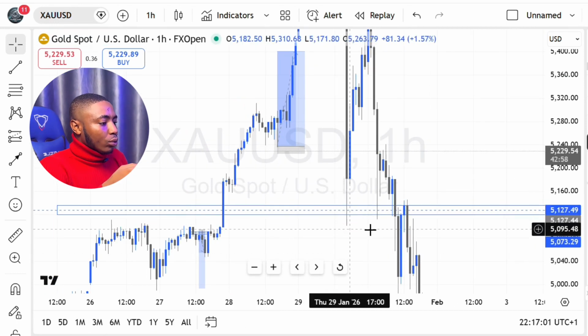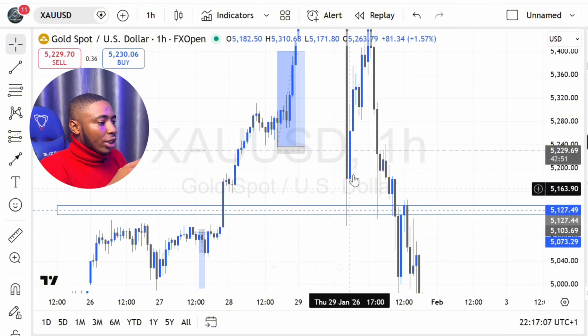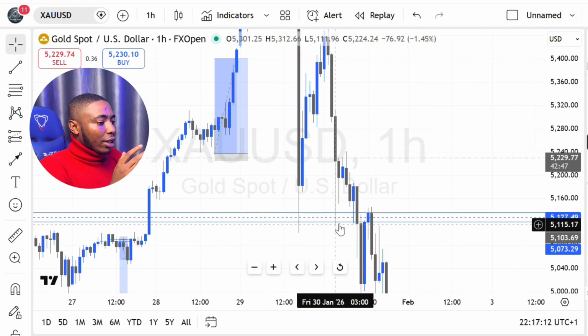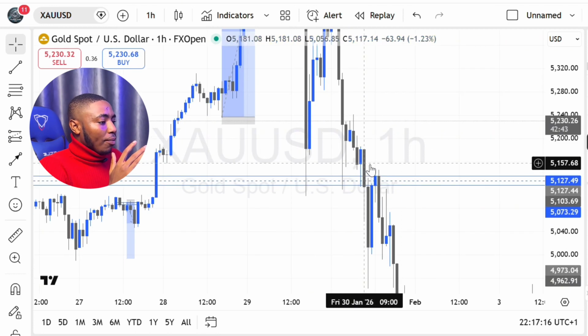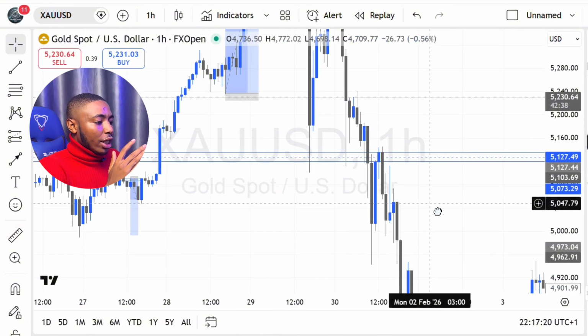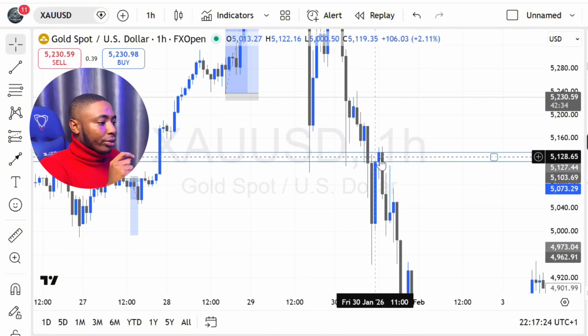This zone was where gold rejected some weeks ago. On the 29th of January, you can see gold reaching this zone, it rejected to continue buying to the upside, and again it came back, rejected again to continue buying to the upside, and then now it finally broke. It still rejected a bit before it broke to the downside to sell, and then coming to react into that zone.